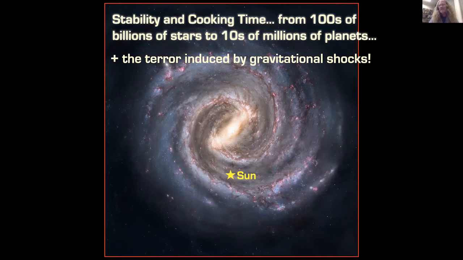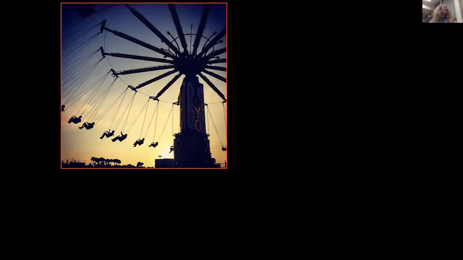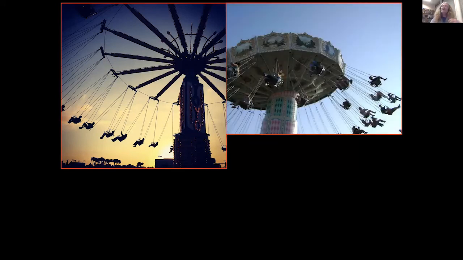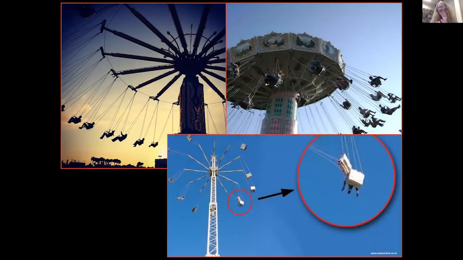It's probably a poor analogy, but you could think of an aerial swing in nice calm conditions. Everything goes around nice and symmetrically. If you do get a gust of wind, that symmetry can get broken. If you get a really strong gust of wind, these things can run into each other. Now, when we pass through a spiral arm, or a spiral arm passes over us, it's 10 times denser.